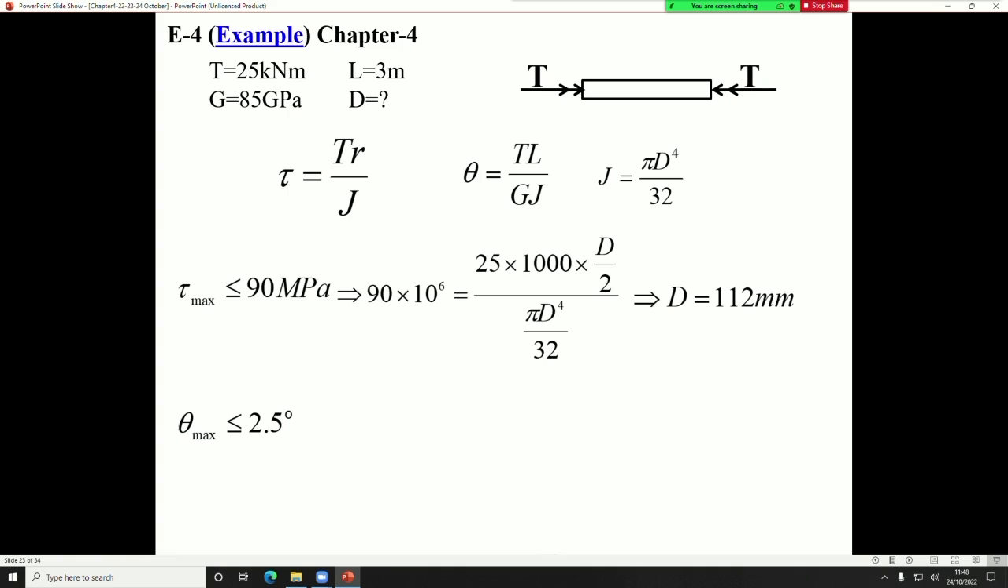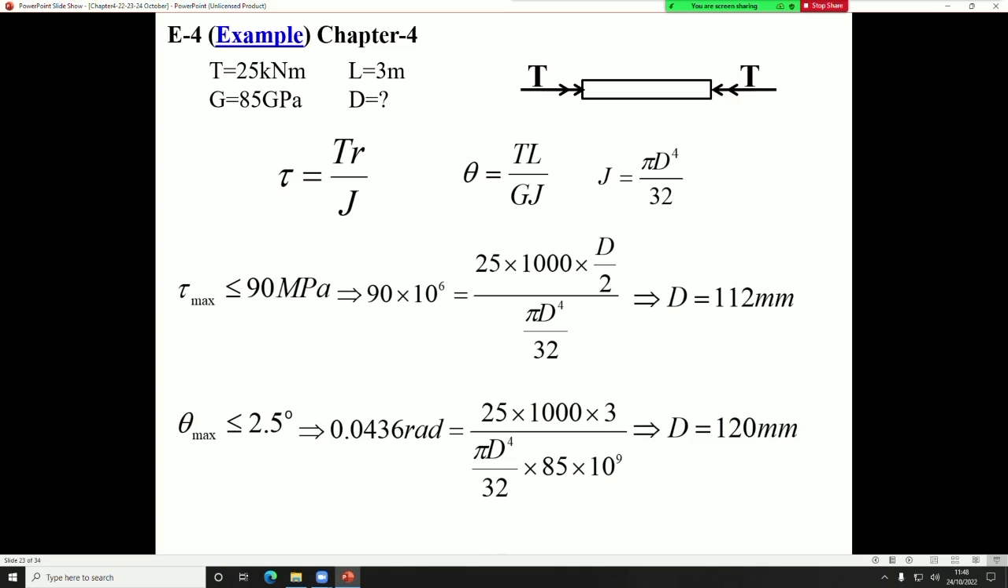Okay, we need to test the second requirement. The second requirement is asking us to make sure the angle of twist does not exceed 2.5 degrees. So if I substitute in this equation, I get a different value for D. 120 millimeters. Which one shall we go for?